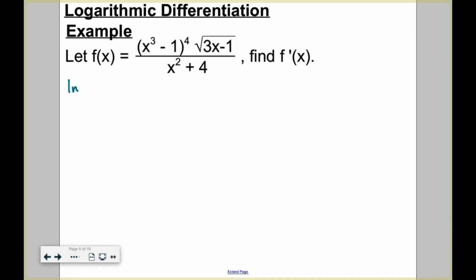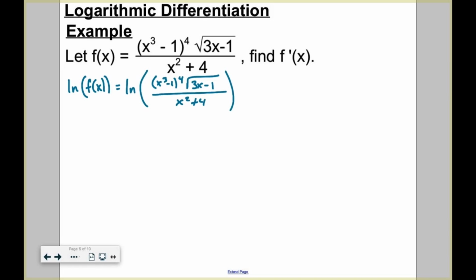So we're going to have the natural log of f of x is equal to the natural log of this huge guy, x cubed minus 1 to the fourth times the square root of 3x minus 1 all over x squared plus 4. Alright, so now we have the natural log of both sides, so now we can use our logarithmic properties to pull it apart. So we're going to have the natural log of f of x is equal to the natural log of the quantity x cubed minus 1 to the fourth times the square root of 3x minus 1 minus the natural log of x squared plus 4.